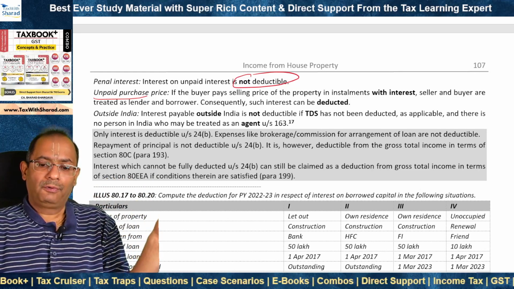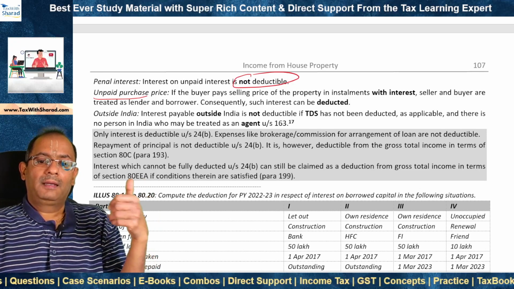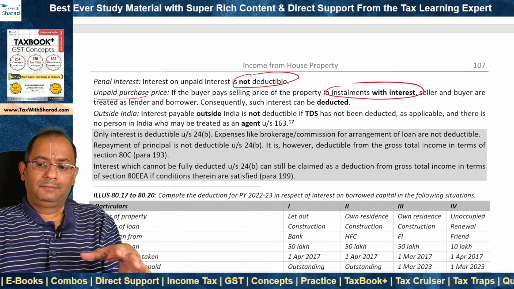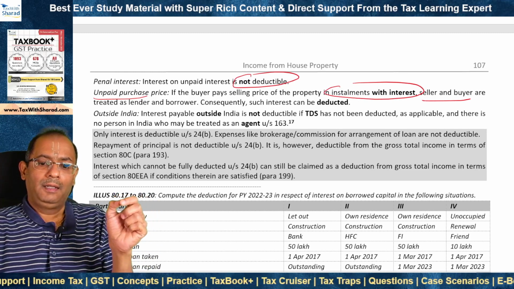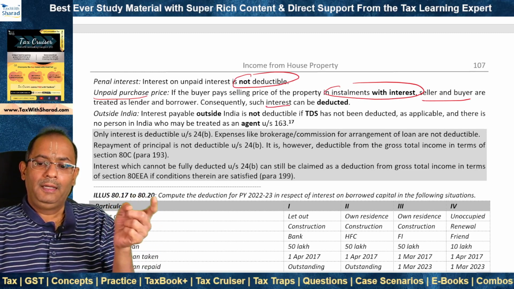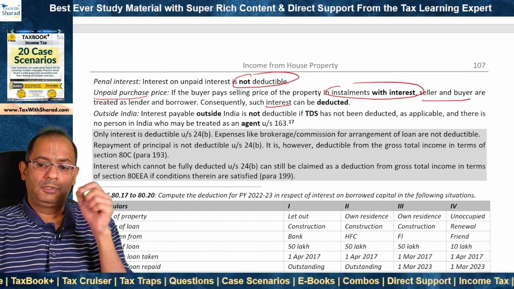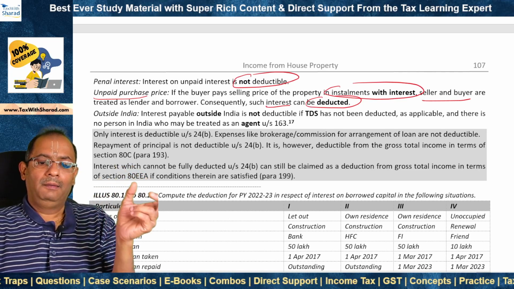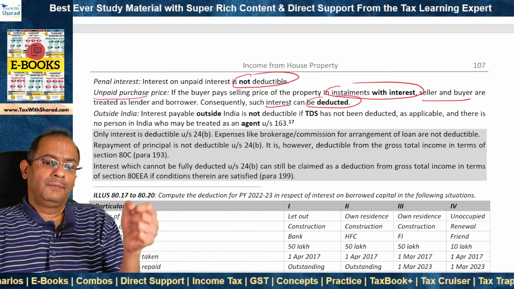but he may make payment of the amount in installments with interest. So in that case, the seller and buyer are treated as lender and borrower, and consequently the interest that the buyer pays to the seller on account of payment of such installments can be deducted, because that is on unpaid purchase price, and that can be deducted as well under section 24.